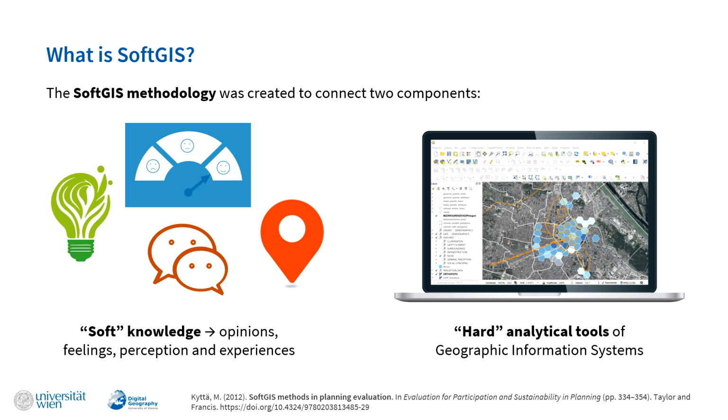What makes SoftGIS unique is its focus on how people interact with their surroundings, how they perceive them, and how they feel about them.